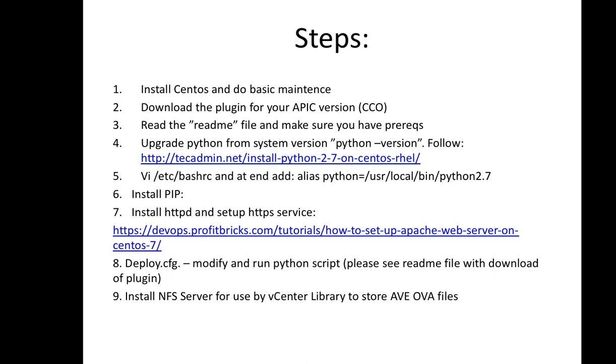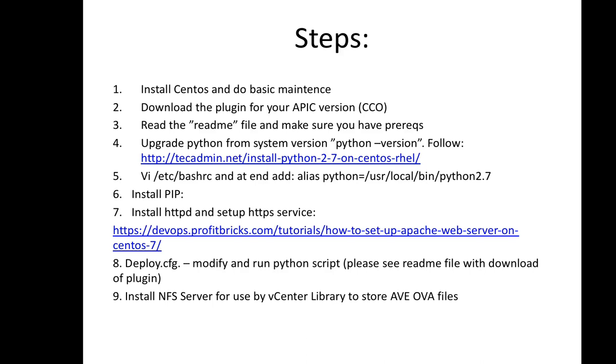Then there is a parameter file called deploy.cfg, which you modify with the certificate thumbprint and also the VMware IP address, username, password, and some information from the VM. And then you deploy that script, and it should push the package to the vCenter, and then the vCenter should have an icon with ACI on it.